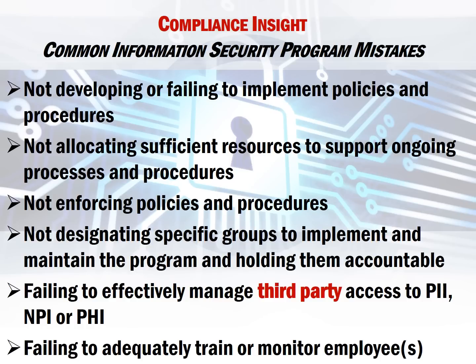Please pay careful attention to this slide, Compliance Insight. These are the common information security program mistakes that companies make: not developing or failing to implement policies and procedures, not allocating sufficient staff or resources to their information security processes, not enforcing policies and procedures among their vendors or members of their staff, failing to effectively manage third-party access to personally identifiable information, non-public information, or protected health information, and failing to adequately train or monitor employees. Those are costly compliance mistakes.